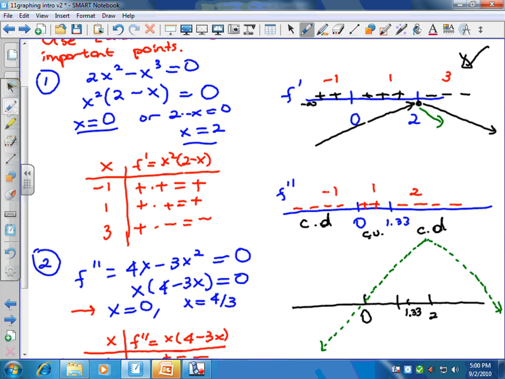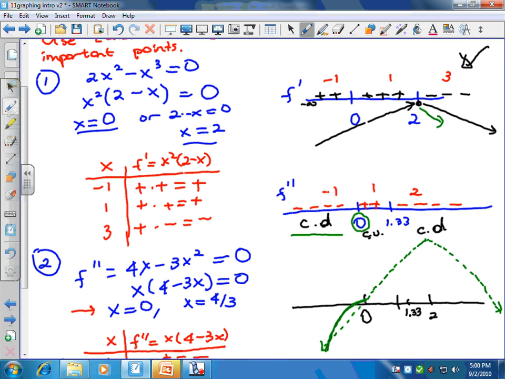Now let's add in the concavity information. It's concave down up to 0, but you've got to follow the increasing-decreasing pattern. So concave down up to here. So rising at the same time, bending inwards.